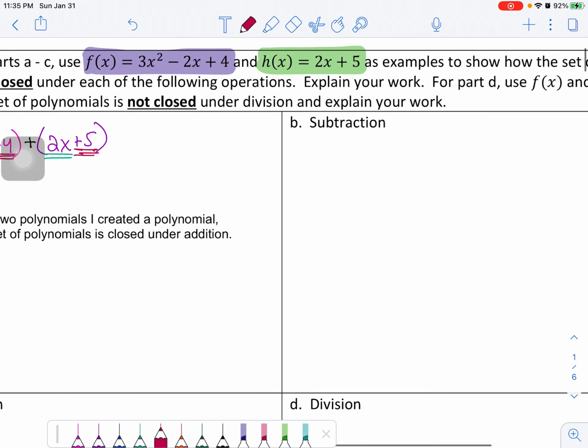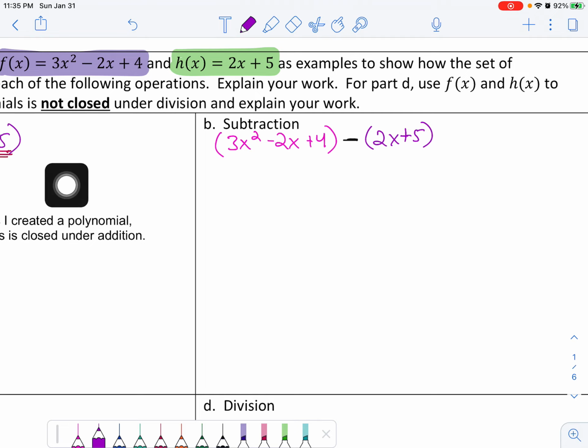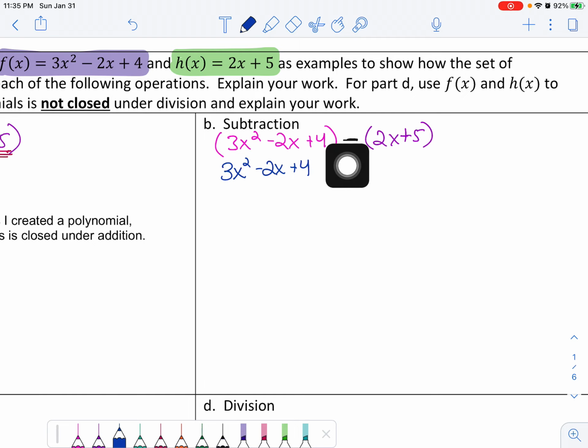All right, I'm going to do the same thing for subtraction. Start with my 2 functions here, 3x squared minus 2x plus 4. But this time I'm going to subtract 2x plus 5, so be careful with subtraction. Now, if it helps, you may want to distribute the negative sign. In fact, that's what I'm going to do. This first polynomial, nothing's going to change. But I'm going to take that negative and multiply it times 2x and times 5. So negative 2x minus 5.